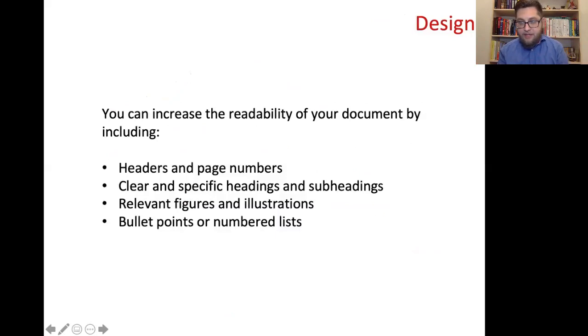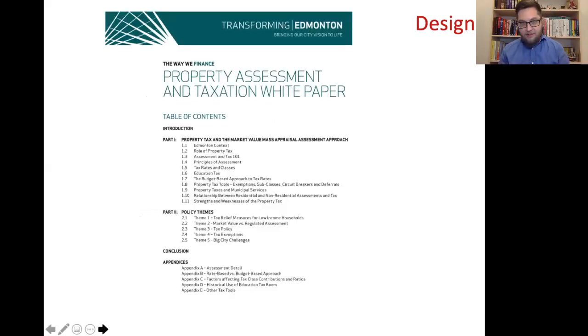And the final step is the design. You can indeed increase the readability of the document by including headers and page numbers, clear and specific headings and subheadings, different figures and illustrations, and numbered lists. Everything that can help readers get to these very necessary proposals and words directly, so please include this. And a table of contents, once more, is one of the important parts, because it can specify what exactly you can find in your document.